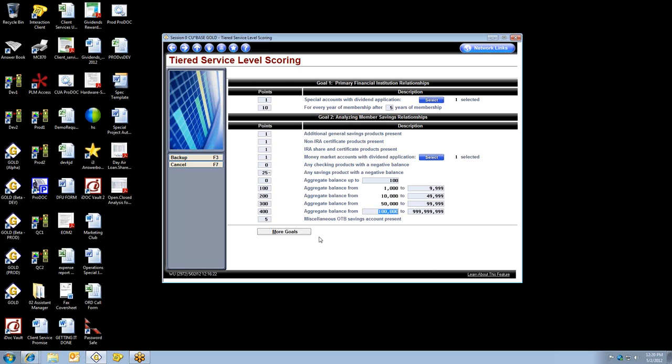The miscellaneous OTB, or off-trial balance, savings account present. This will be a situation where maybe you have an off-trial balance relationship that is established through CU Base. It may be a retirement account somewhere else or anything along those lines, but that's typically something that would require some custom programming and also the upload of a file. But for the miscellaneous OTB savings account present, if that happens to be a product that you're really promoting internally within the credit union, but just doesn't happen to be on your balance sheet, you can offer points for that particular option.